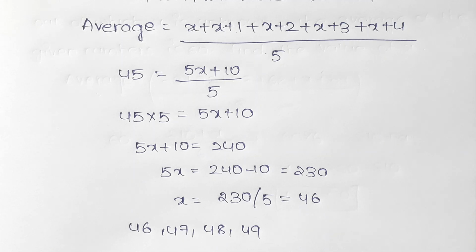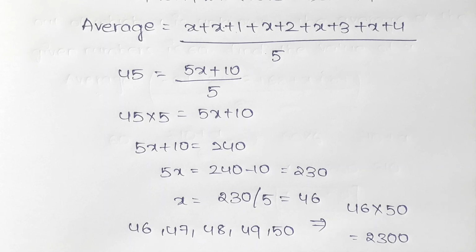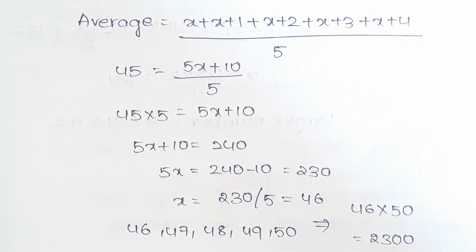And now they asked to find the product between A and E. Here A is nothing but 46 and E is nothing but 50. That is 46 into 50, the required product. That is 2300 is the product between A and E. And this is about another model. These are some of the models on how to find the average of numbers.